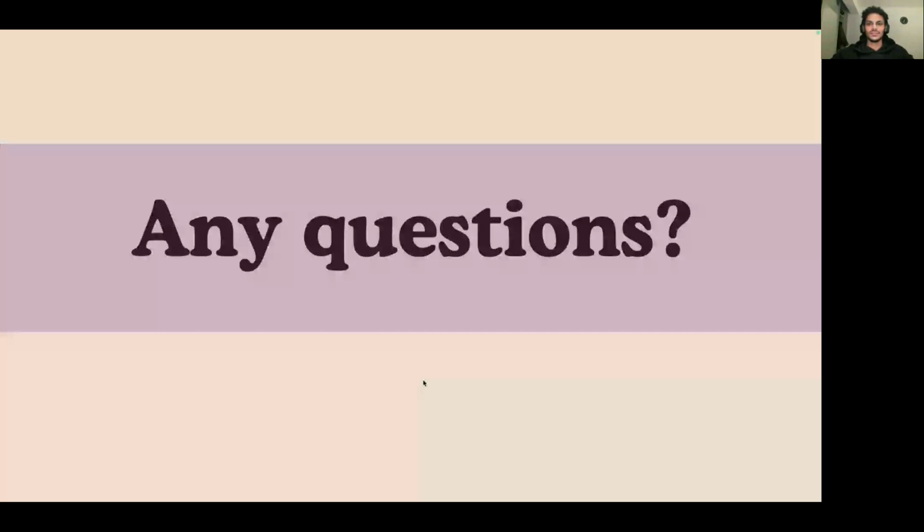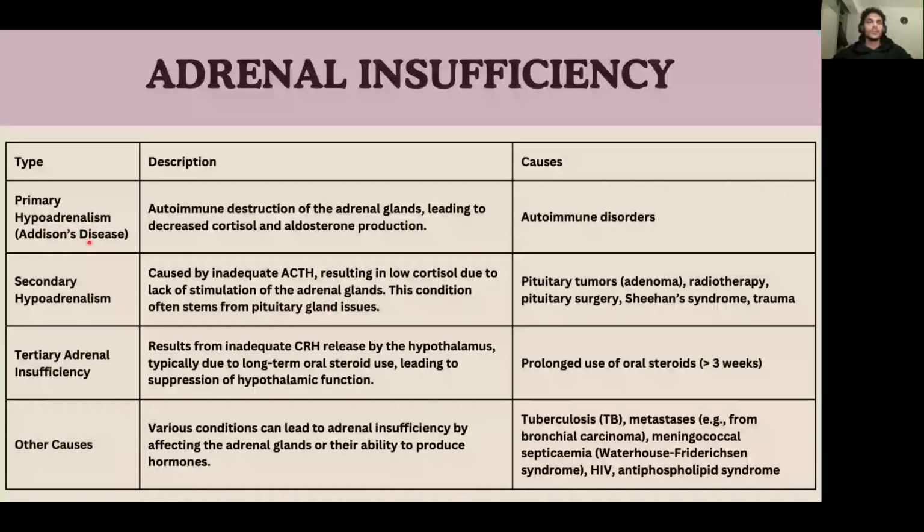So that was Cushing's in a nutshell. Now we're going to be talking about adrenal insufficiency. There are multiple causes of adrenal insufficiency, as you can see clearly listed. Primary hypoadrenalism, or primary adrenal insufficiency, is Addison's disease. It's almost a destruction of the adrenal glands, leading to decreased cortisol and aldosterone production, and it's pretty much autoimmune. You've got secondary, which is due to inadequate ACTH.